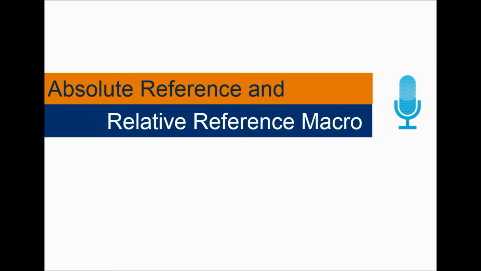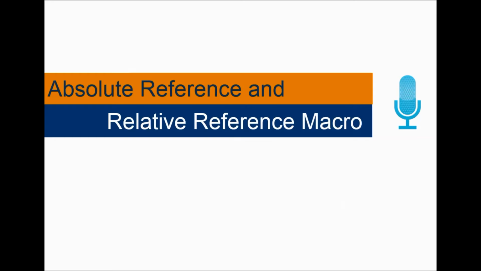Absolute reference macros are the macros which you run on a certain cell, for example, B2 and B3, and when you are done with recording that macro, you cannot move this kind of macro to some other place, for example, E2 and 3 or Z2 and 3 or VB2 and 3. You cannot go there. You have to stick to B2 and 3 where you recorded this macro.